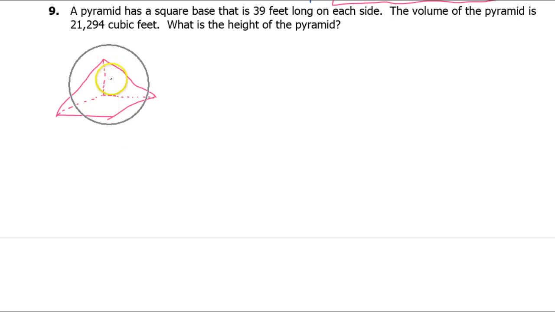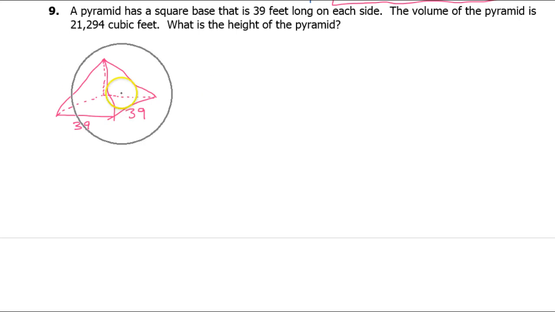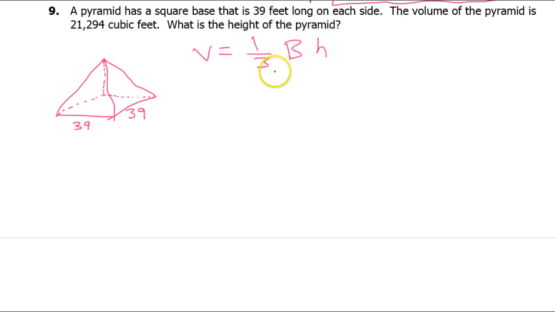Okay, the pyramid is something like that. This is a square base, so we're looking at 39 by 39. Okay, and they gave us the volume, and we're supposed to find the height of this pyramid. You know what? I guess there's supposed to be another length like that. Okay, yeah, that looks a little bit better. Anyway, since they're giving us the volume, let's start by writing the formula for the volume of a pyramid. The volume of a pyramid is 1/3 the area of the base times the height.